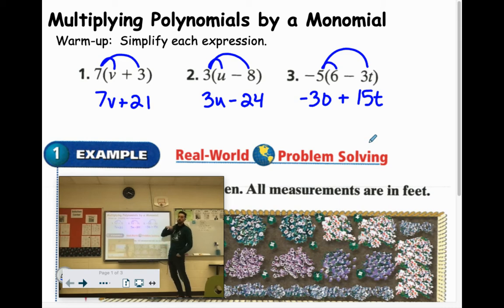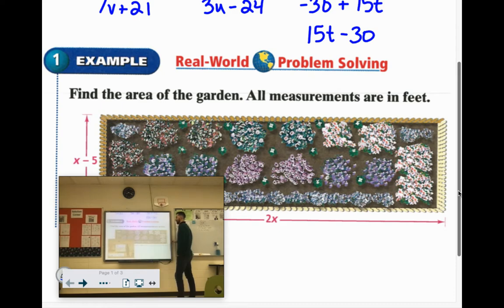Now, again, if our goal is to eventually get these in the standard form, you usually put the exponents before the regular numbers there. So we would say 15t plus negative 30 or minus 30. So if you can get into that habit now, save yourself having to adjust later.